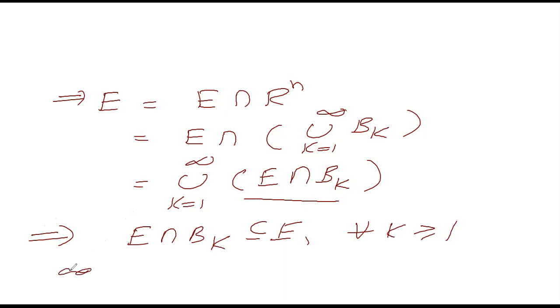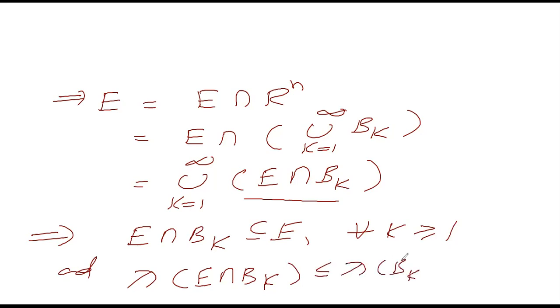And the Lebesgue measure of E intersection Bk is less or equal to the Lebesgue measure of Bk. That's the monotone property. And this is a closed bounded ball with center at 0. Therefore, this Lebesgue measure is finite. So that means the Lebesgue measure of E intersection Bk is finite. Now we replace E by E intersection Bk.